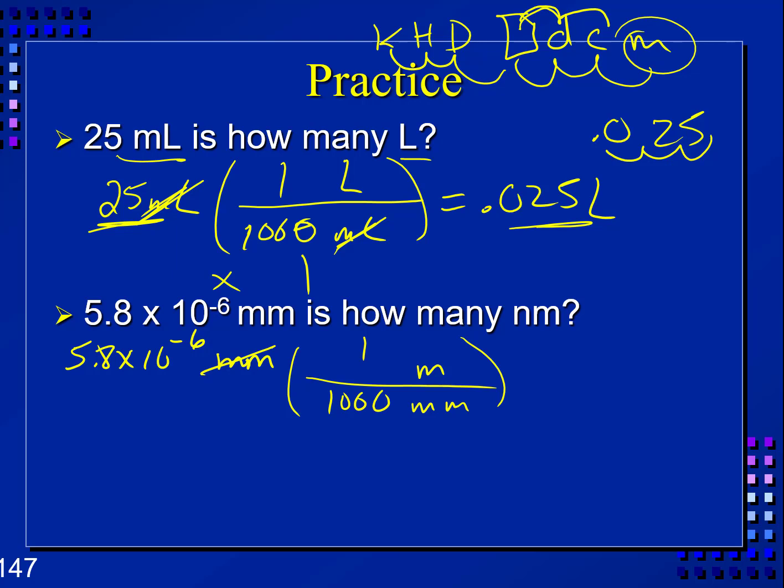Okay. So my millimeters are canceled out, and if I push this on my calculator, 5.8 EE negative 6 divided by 1,000 is 5.8 times 10 to the negative 9th meters.